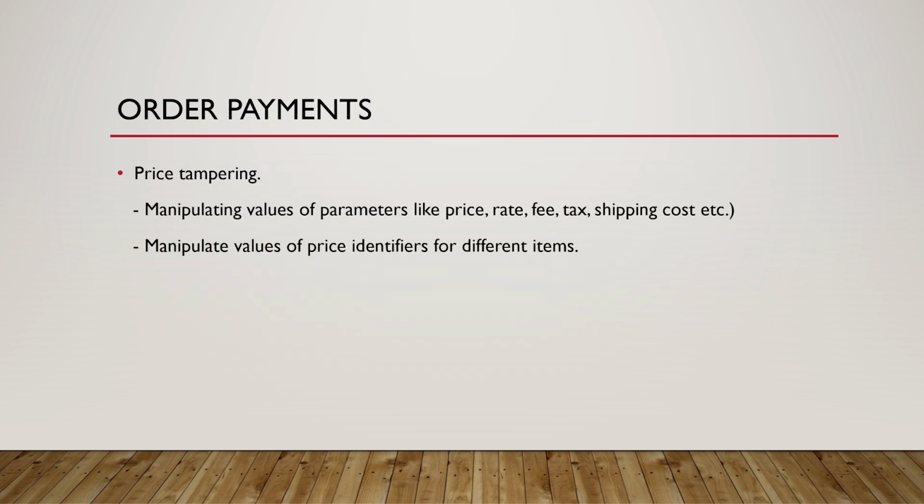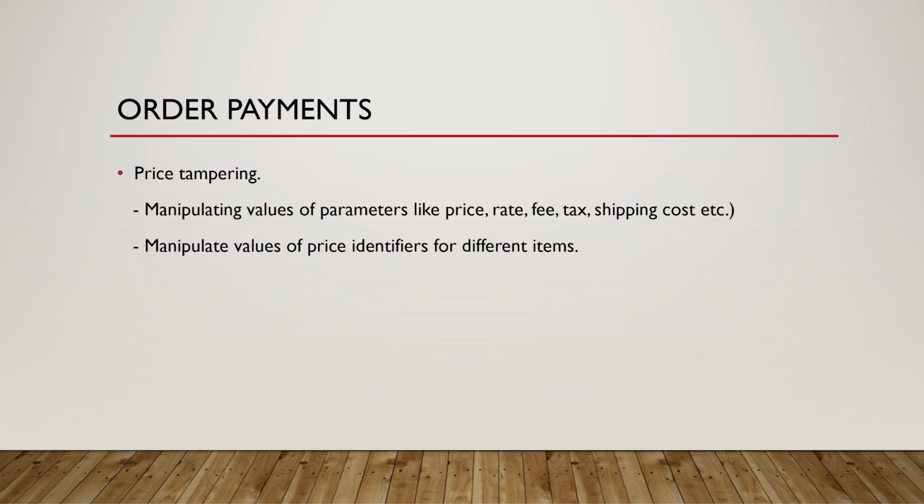Third example, third feature is order payments. The most popular vulnerability that we find on order payment is price tampering. We can do price tampering by manipulating values of parameters like the price parameter. It can be a fee, it can be a rate parameter, it can be a tax parameter, it can be a shipping parameter. So it's not always necessary that you have to manipulate the price parameter only.